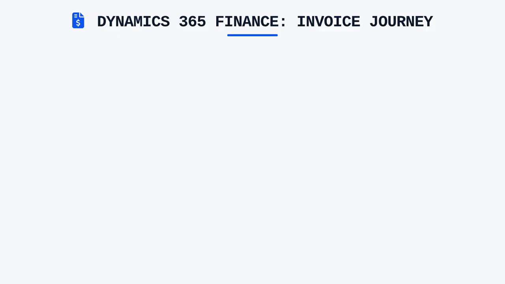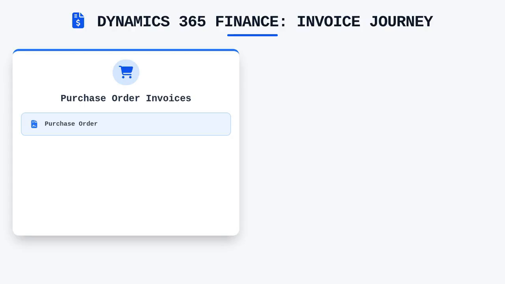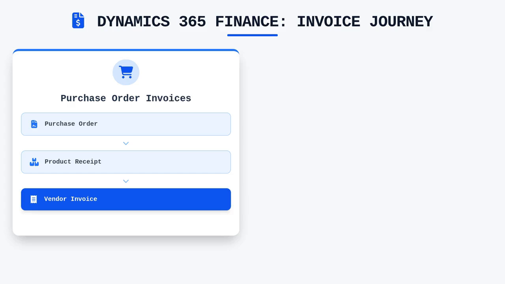In Dynamics 365 Finance, the journey of an invoice begins long before it hits the general ledger, often requiring a distinction between invoices matched against existing purchase orders and those representing independent, non-order expenses. When you deal with purchase order invoices, the system performs a three-way matching process, verifying that the vendor invoice aligns with the purchase order lines and the corresponding product receipts.